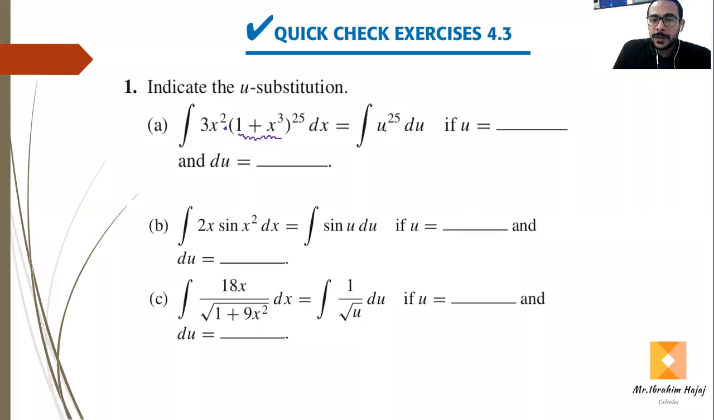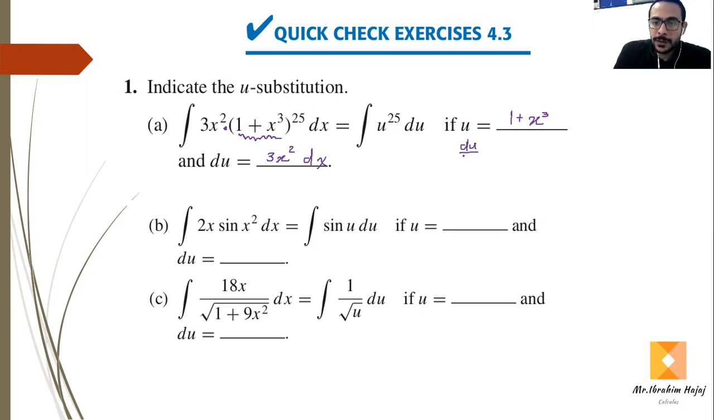Who can complete, guys? It's the integral of U to the power 25. So U is what? 1 plus x cubed. Put 1 plus x cubed as U. What is du? Find the derivative. 1 over 3x squared, which will cancel out with the 3x squared inside the integral. 3x squared dx, right? No, it's 1 over 3x squared.